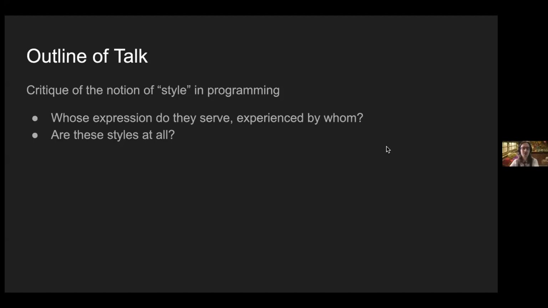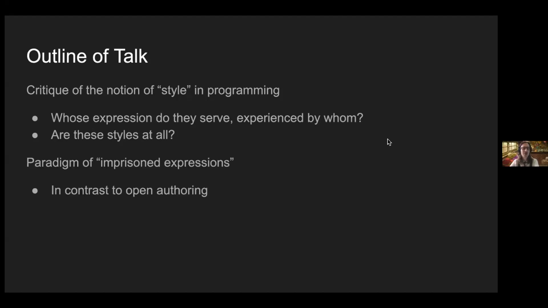and how styles are experienced by whom. And we're also going to take a moment to challenge whether the popular notion of programming style really is analogous to how style functions in other domains of creative expression.